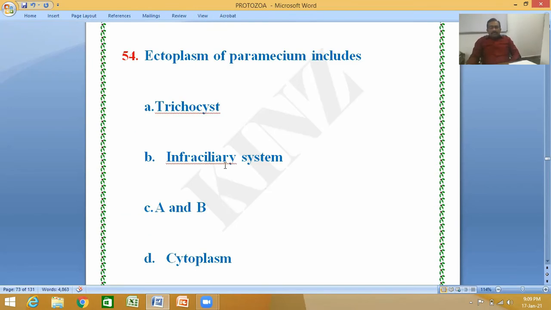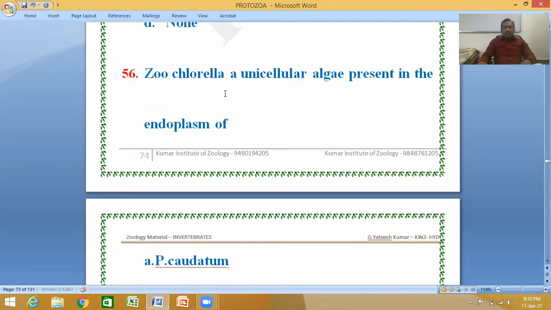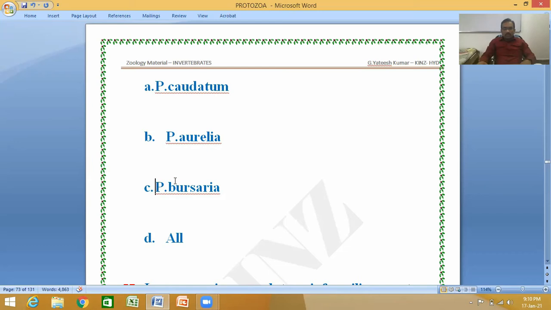Trichocyst and infraciliary system are both present in the ectoplasm. So option C is the best option. The common cell organelles are located in Paramecium at the endoplasm. Zoochlorella, a unicellular alga present in the endoplasm of Paramecium bursaria, makes it a green Paramecium. That's why it looks green in color. Option C is the best answer.